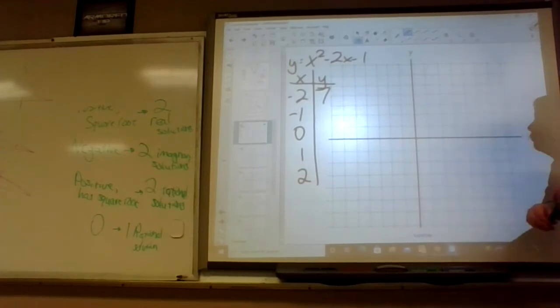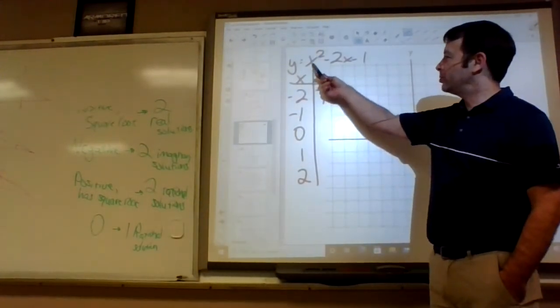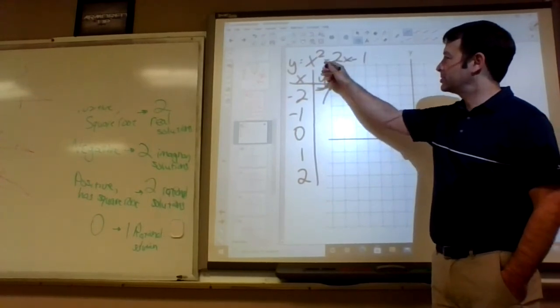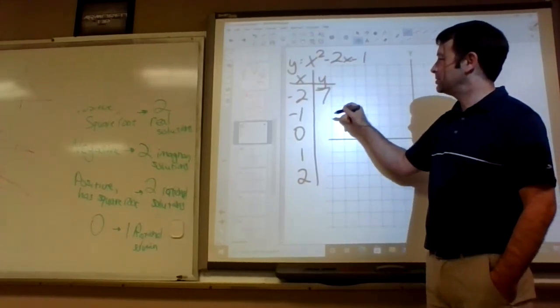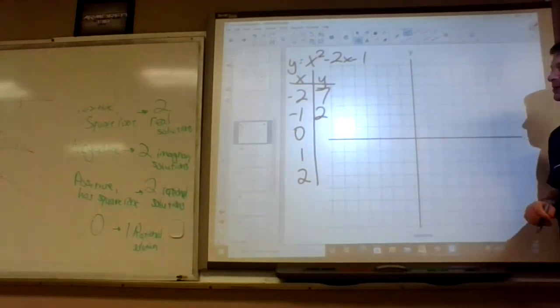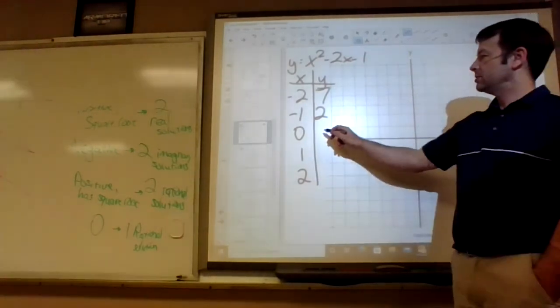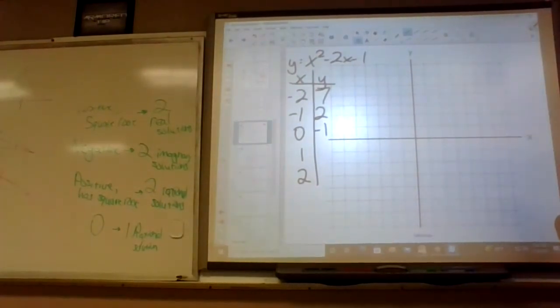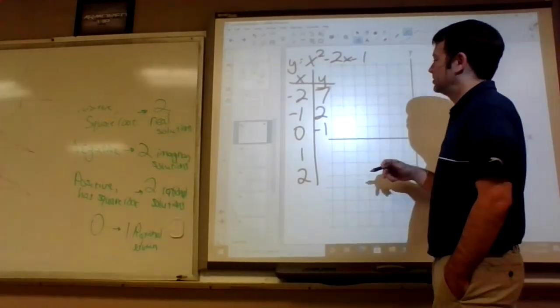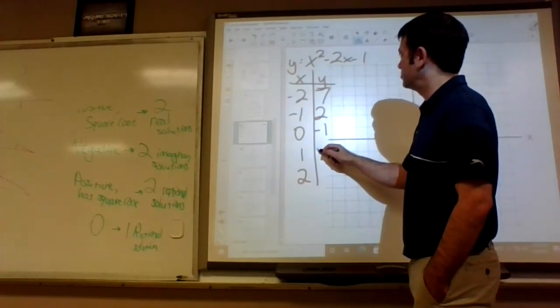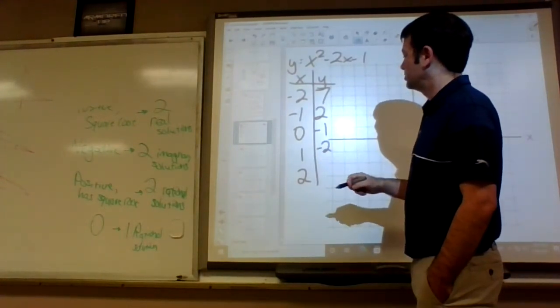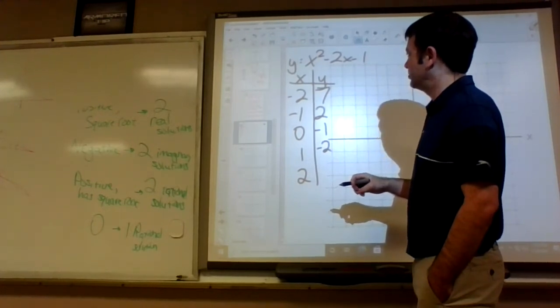If I plug in -1, that'd be 1 plus 2 minus 1 is 2. If I plug in 0, I get 0 minus 0 minus 1. It'd be minus 1. If I plug in 1, I get 1 minus 2 minus 1, negative 2. If I plug in 2, I get 4 minus 4 minus 1.